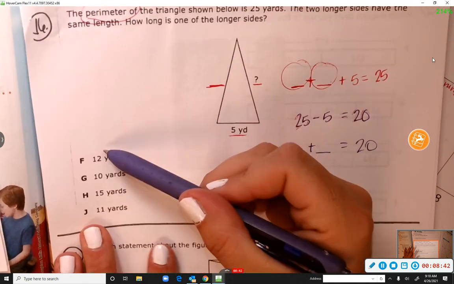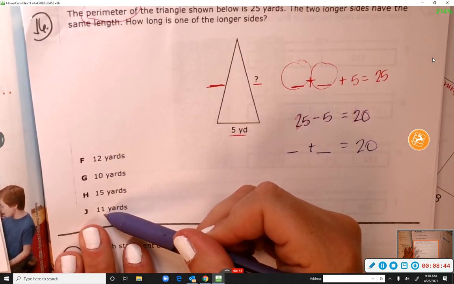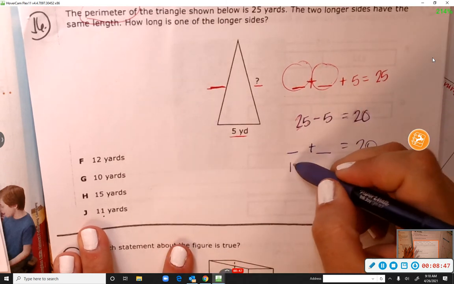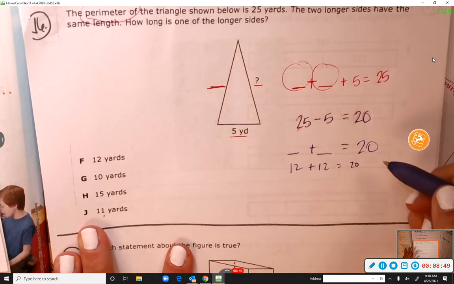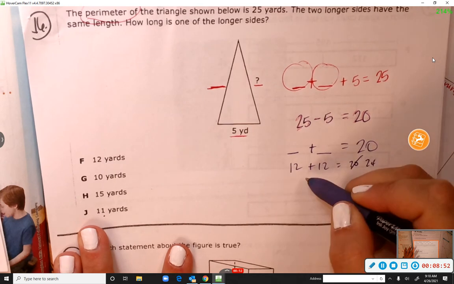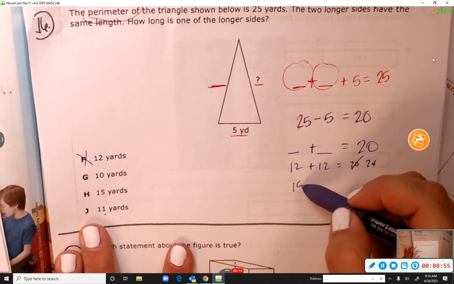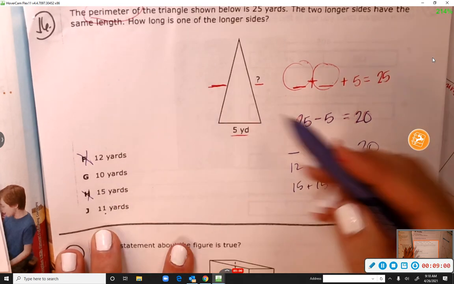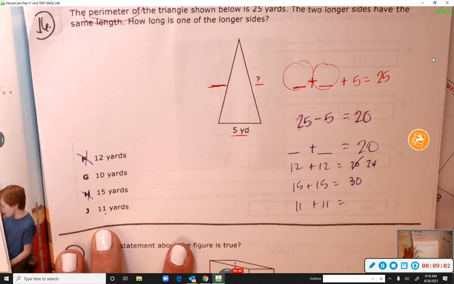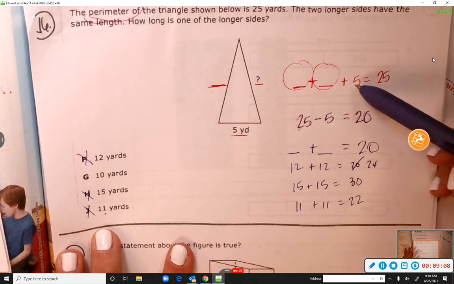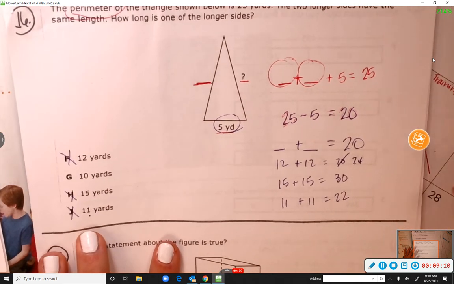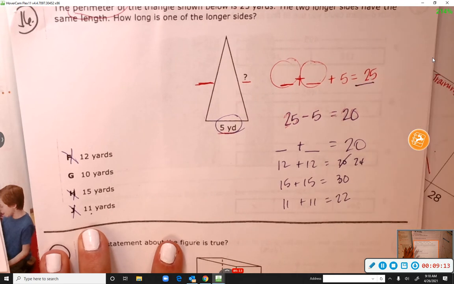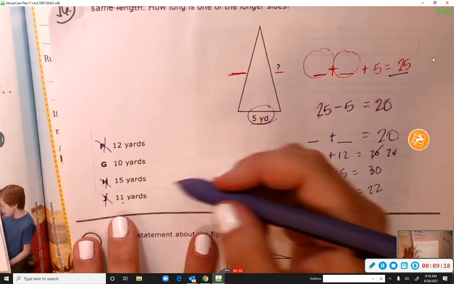10. And you could have even plugged in your answer choices and seen which one would work out. Does 12 plus 12 equal 20? No, it equals 24. Does 15 plus 15 equal 20? No. It equals 30. 11 plus 11 equals 22. Okay? Then you could have also added the 5 to see if it equaled 25 total if you were still confused. None of those would have worked except for G.